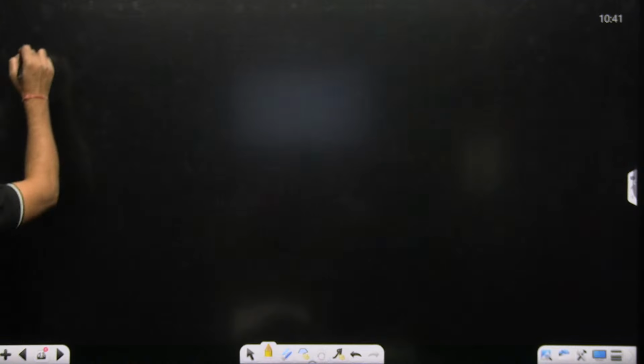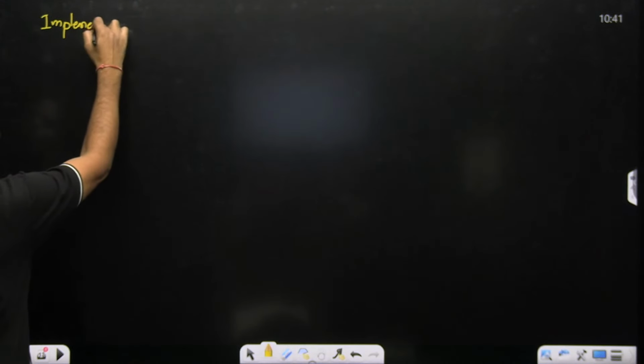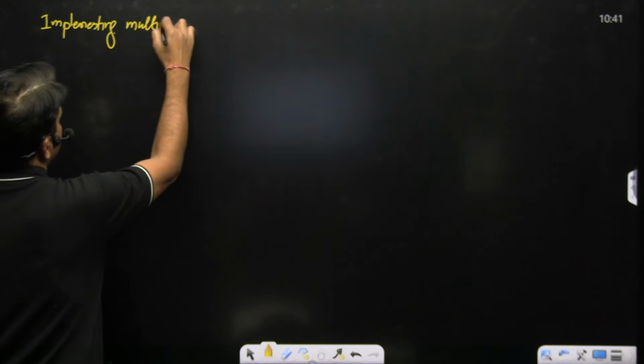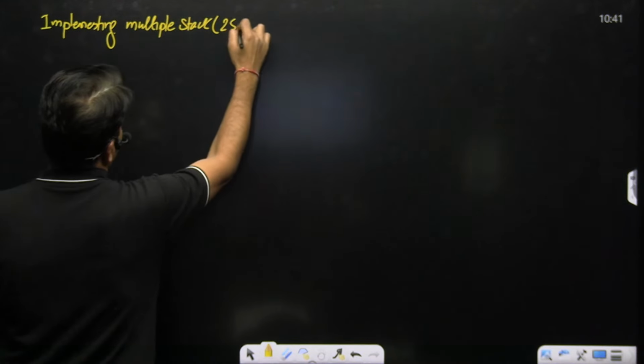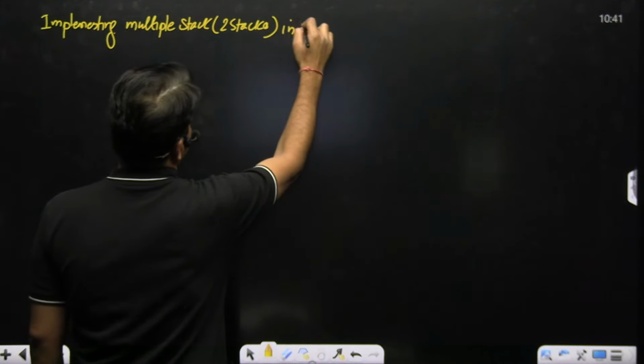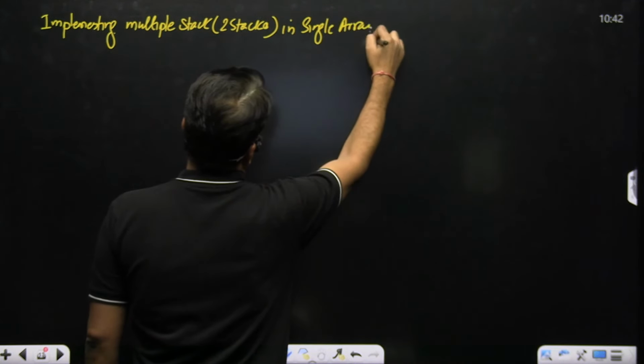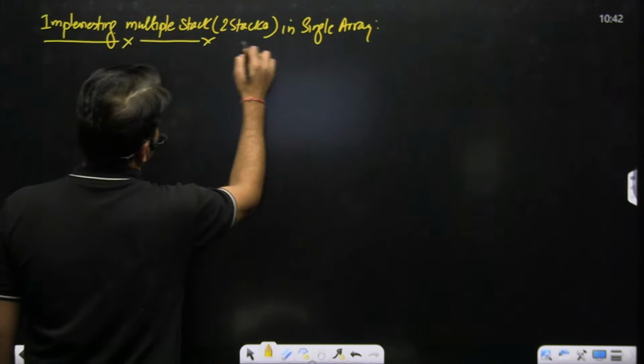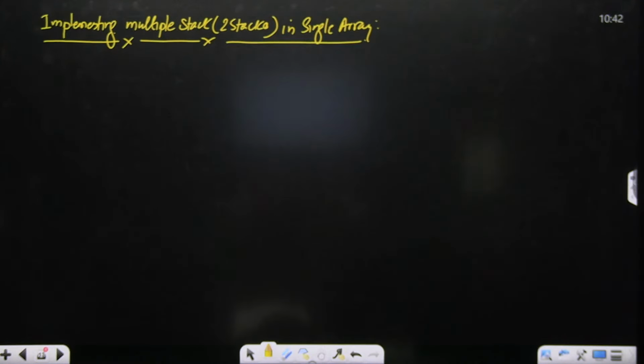Now, bache, I am not writing code, not writing algorithm, because here algorithm is not important, sir. Implementing stack, implementing multiple stack. Here I am talking about 2 stacks in a single array. Okay, so I want to implement 2 stacks in a single array. How we can implement this, student?